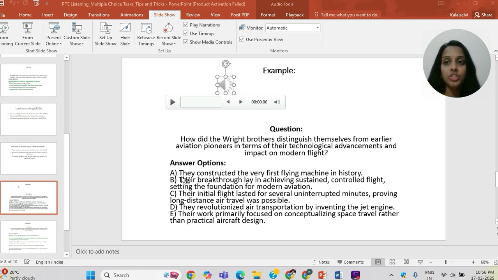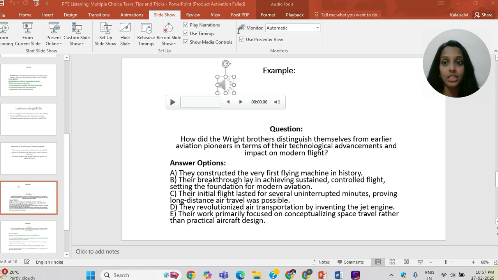If you take the option A, here this option is incorrect. I'll tell you why. The flying machines had been attempted before them, but none achieved sustained and controlled flight. So option A is incorrect. And when we are moving to option C, this is also an incorrect answer. It's misleading because their first flight lasted only 12 seconds, but the significance was in achieving control, not duration. But here it was given about the duration, right? So this is an incorrect answer.